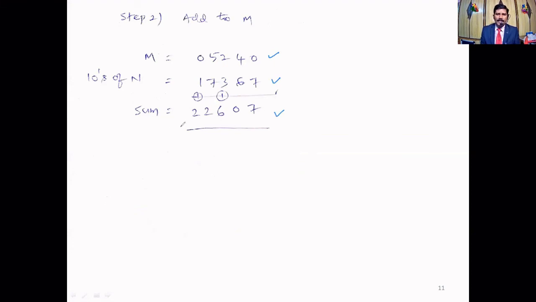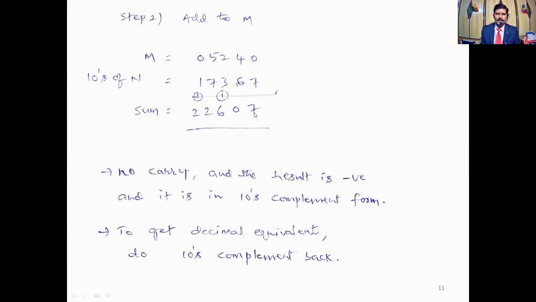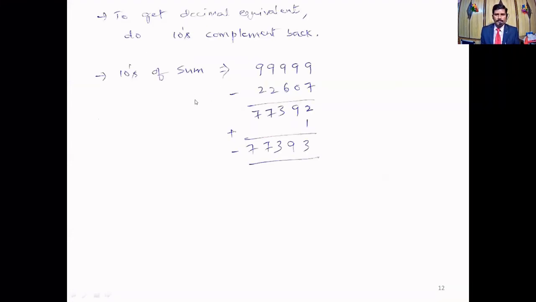Here there is no carry, that's why this is a negative number, and that too in 10's complement form. See here, there is no carry and the result is a negative number in 10's complement form. To get the decimal equivalent, take the 10's complement back. So how do we find the 10's complement back? Again take the sum value, find the 9's complement, and add 1.